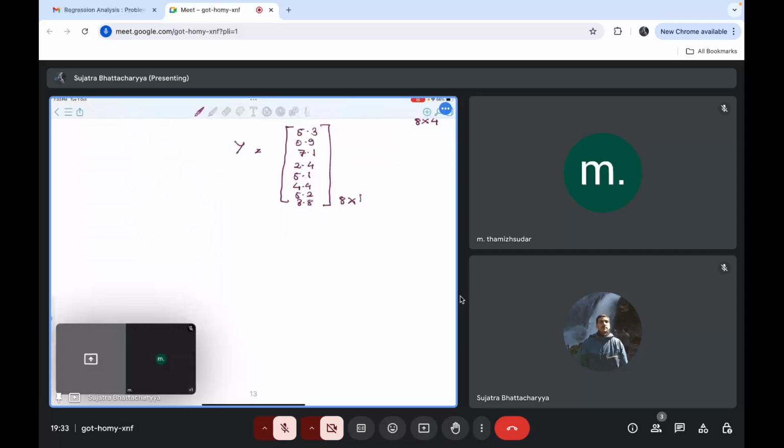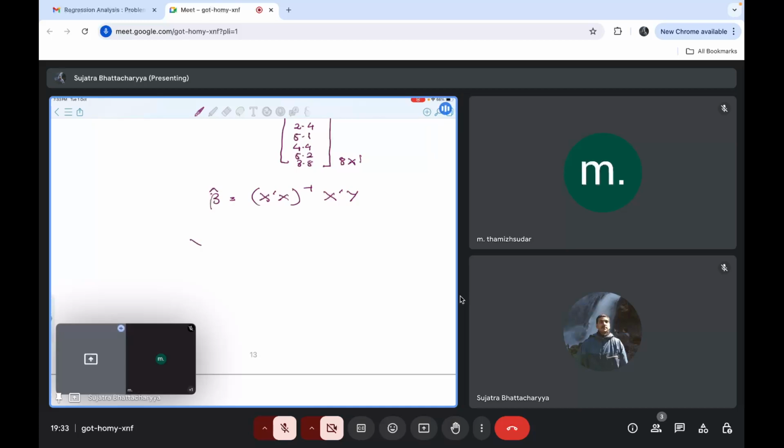So what you need to do is that beta hat can be calculated as (X prime X) inverse X prime Y. Let me just quickly tell you what is the (X prime X) inverse. You can always do it using some coding or something. It's a big matrix, and I don't know whether you will be able to write it or not.